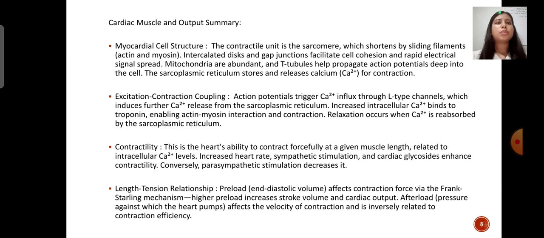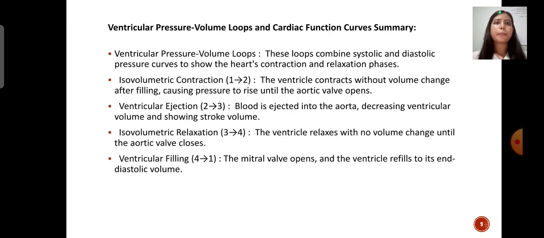This higher preload increases the stroke volume and cardiac output. Now, afterload, which is the pressure against which the heart pumps, affects the velocity of the contraction and is inversely related to the contraction efficiency. The ventricular pressure-volume loops and the cardiac function curves.